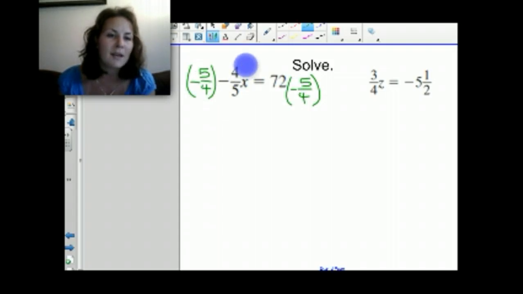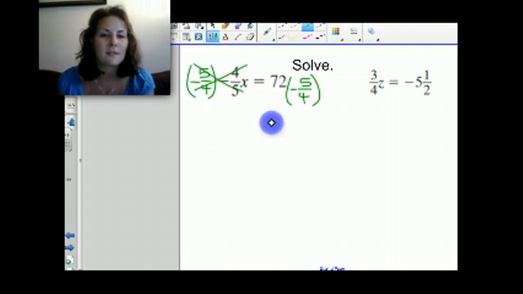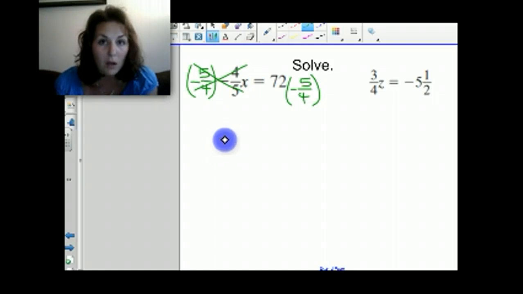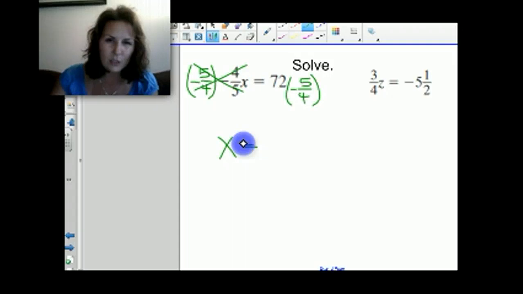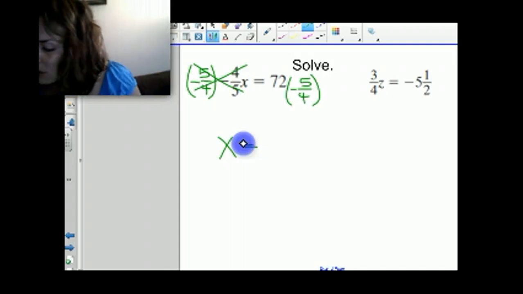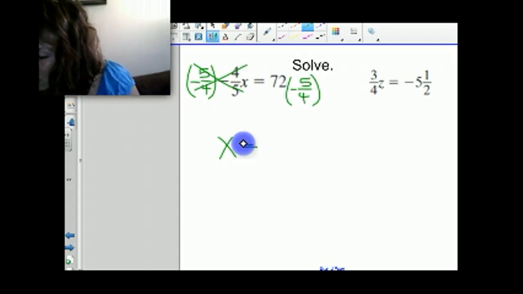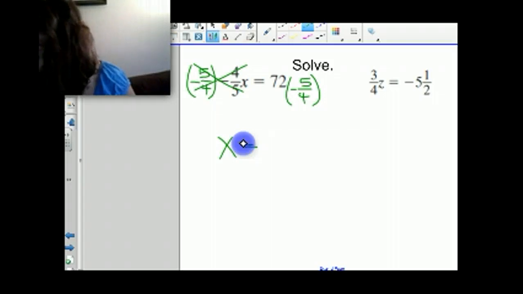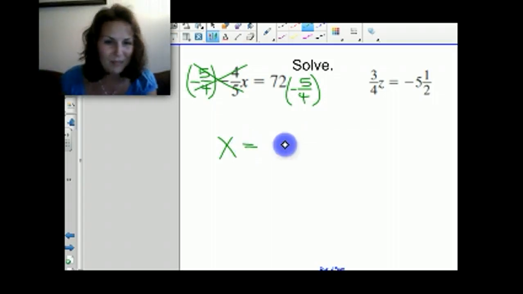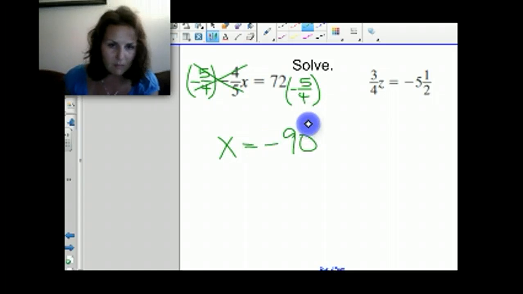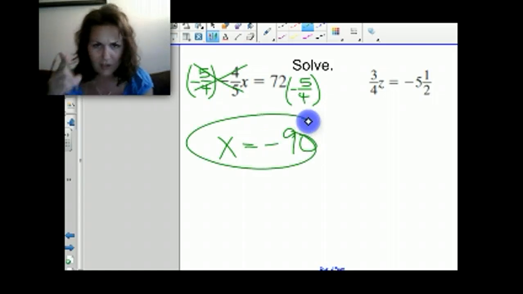A negative times a negative is a positive. Those 4's cancel, the 5's cancel. They equal 1, which is our identity. So x equals 72 times negative 5/4. And we get negative 90. A beautiful answer. Don't forget your negative.